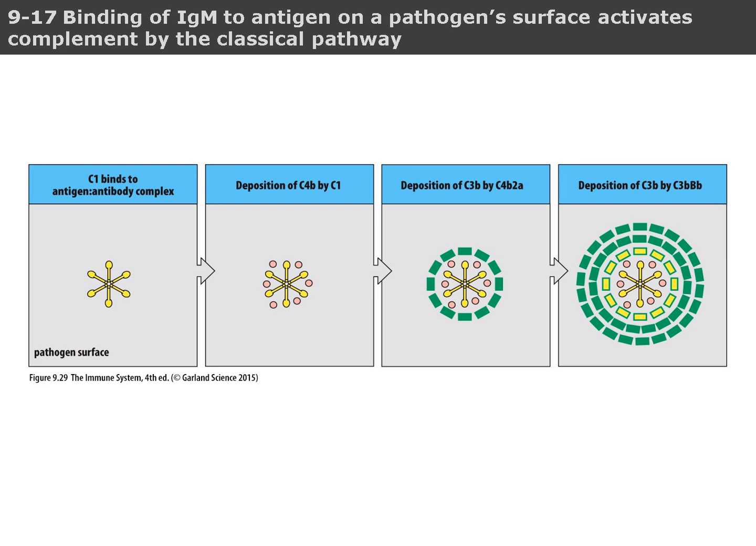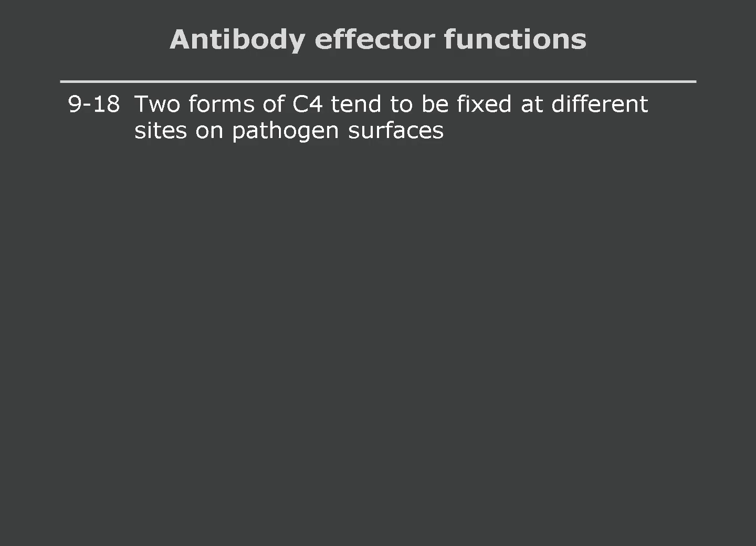Finally, the figure shows that C3b can also participate in the alternative pathway, forming C3bbb, an alternative C3 convertase that amplifies the deposition of even more C3b. This positive feedback loop rapidly escalates the response, coating the pathogen with complement proteins that facilitate phagocytosis and destruction. Two forms of C4 tend to be fixed at different sites on pathogen surfaces.